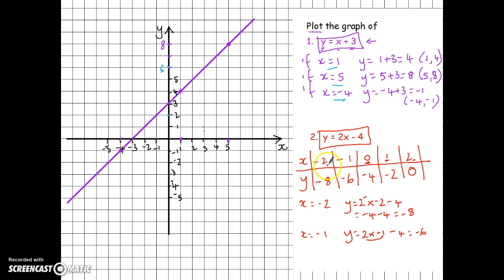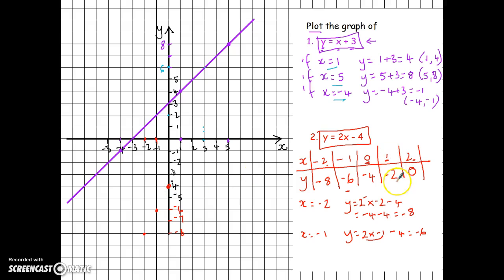So let's have a look. Minus 2, minus 8. Minus 2 on the x, minus 8 on the y. Minus 2 on the x, minus 8. Once again, I didn't go far enough. Let's just quickly put those on. So minus 2 on the x, minus 8 on the y is there. My next point, minus 1 on the x, minus 6 on the y is there. 0 on the x, minus 4 on the y here.